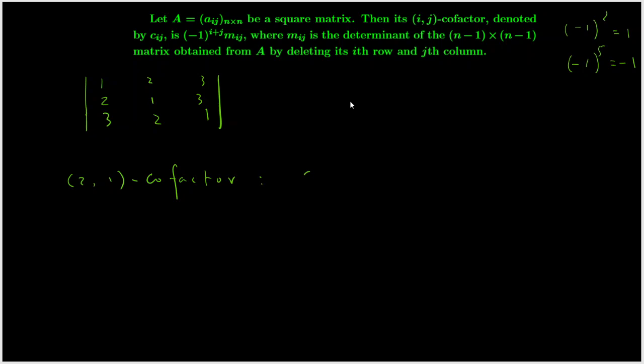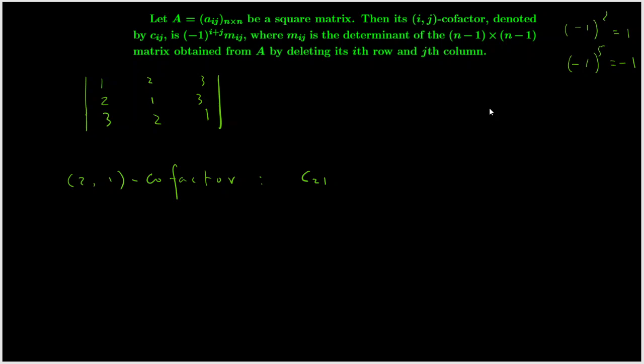The notation is C21, corresponding to Cij in here. I really do not want to talk about the Ij thing. It's probably a little bit abstract for some of you guys. Okay. Now imagine the I value is 2, and the J value is 1. I'm talking about the 2-1 cofactor, C21.